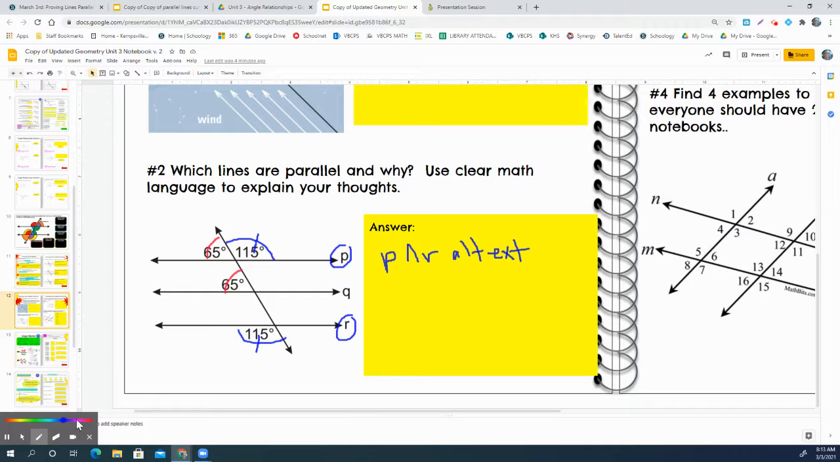Anybody else see another pair that we can do? What are those 65s? Tell us. They are corresponding. So the 65 can slide down onto the 65, which means P and Q are parallel. P and Q are parallel because of corresponding. Okay. So always look for those valid relationships. When we go to practice, you're going to circle the things that are congruent and circle the things that are supplementary.